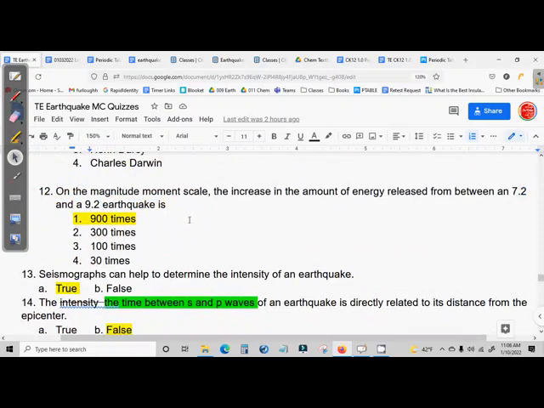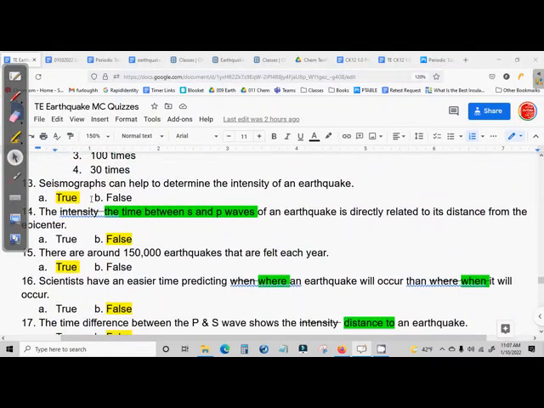Number 12, on the moment scale, between a 7 and a 9, that's 2 steps of magnitude, and we're talking about energy release here. So that's 30 times 30, or 900 times the energy released. All right. Number 13, seismographs can help determine the intensity. Yes. Number 14 was false to start with. The time between the S and P waves of the earthquake is directly related to its distance from the epicenter.